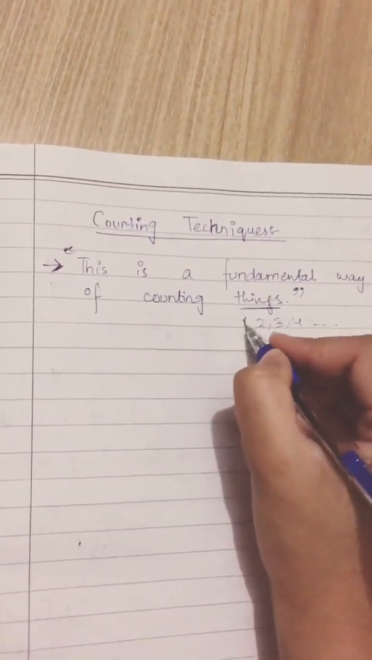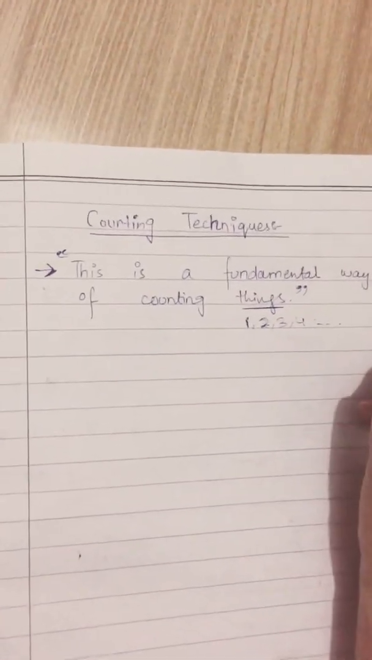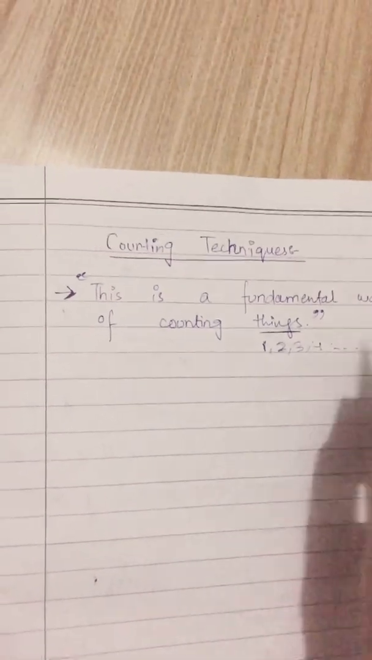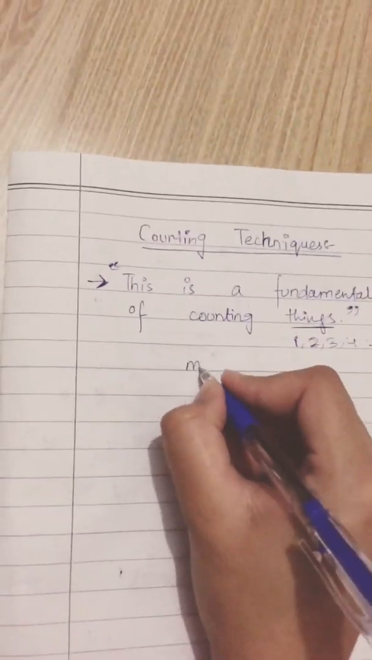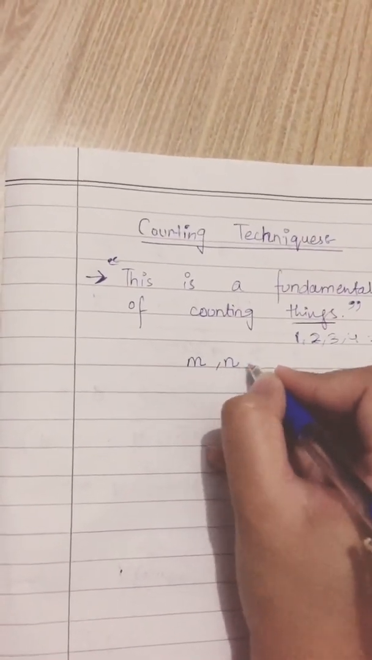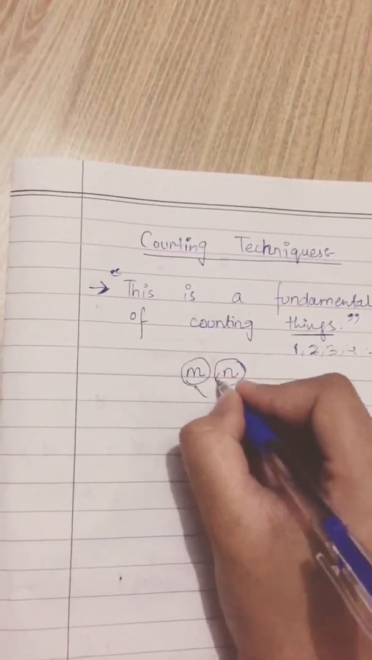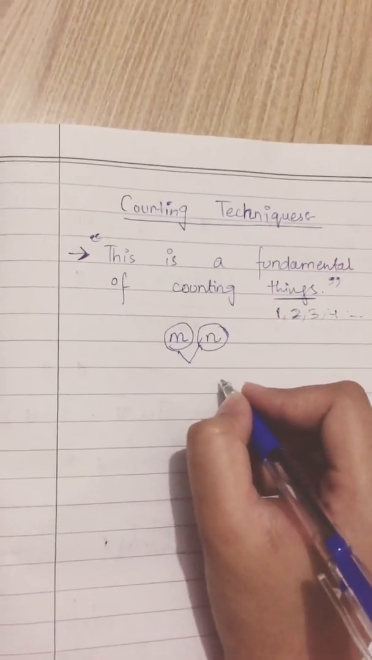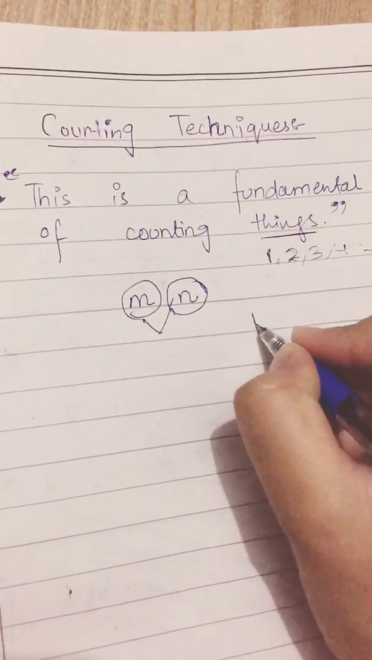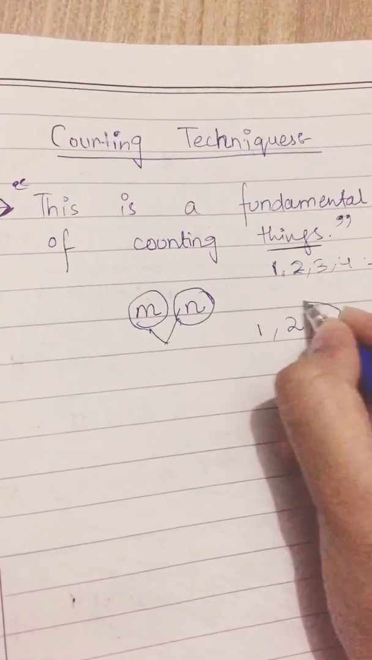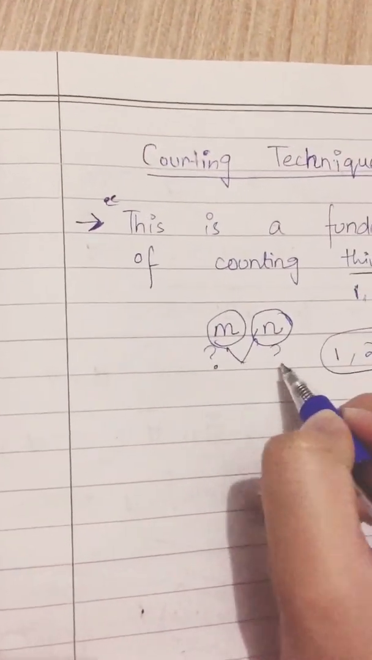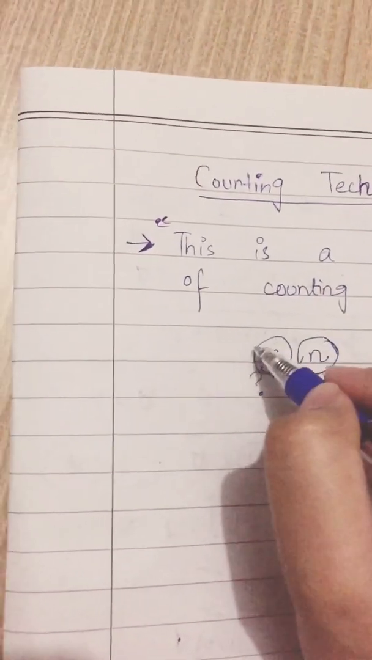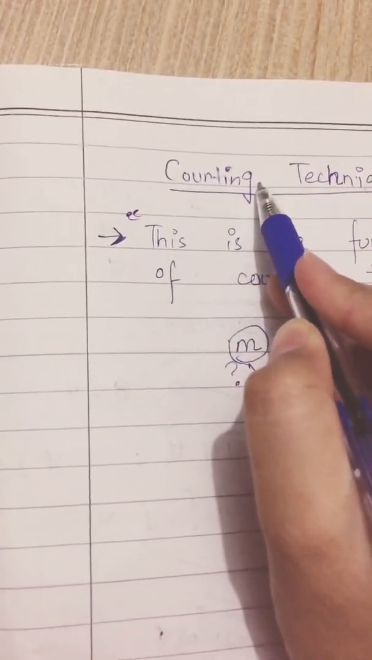we need counting techniques? The answer to this question is that counting techniques can be used for m number of tasks, n number of tasks, any number of tasks you want, you can count. If we have 1 task, 2 tasks, 3 tasks, we can count them. But what if we have m number of tasks, n number of tasks? For this purpose we use counting techniques.